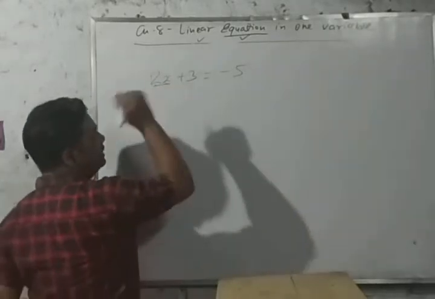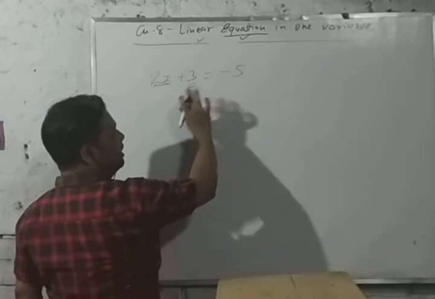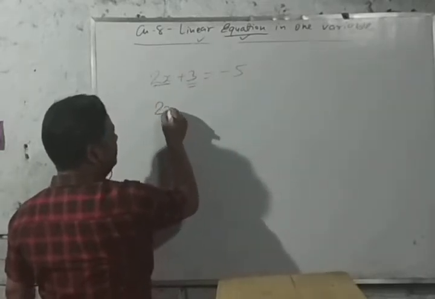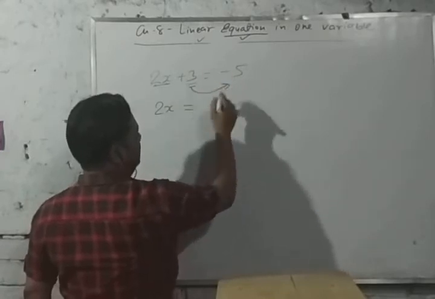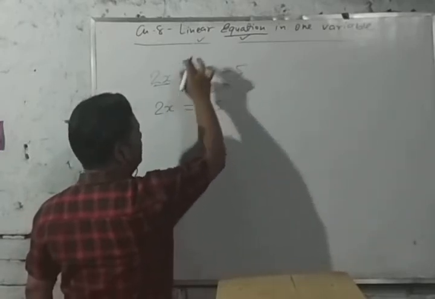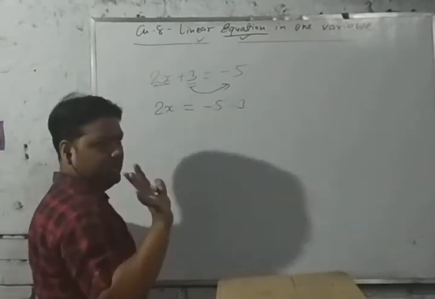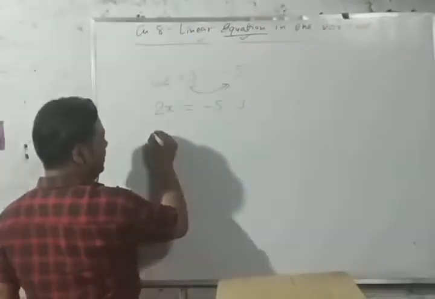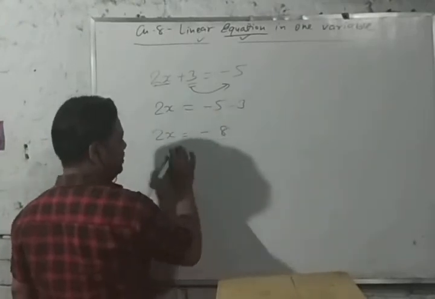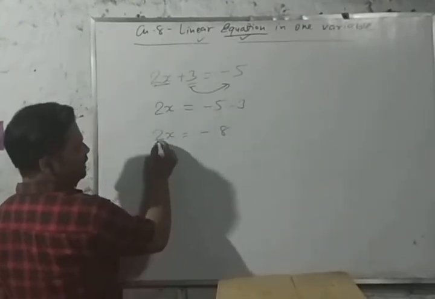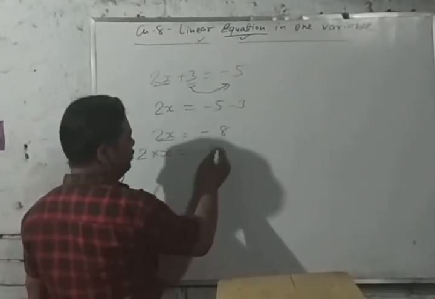Okay, at first we will take plus 3 to that side, because we take the constant terms one by one. 2x will be here only, then plus 3 will go that side, and minus 5 stays there. When plus 3 goes, it will be minus 3, the sign will change, as it is written in the steps. Then 2x is equal to minus 5 minus 3, which means minus 8. Now here we can say 2x, meaning 2 into x, is equal to minus 8.